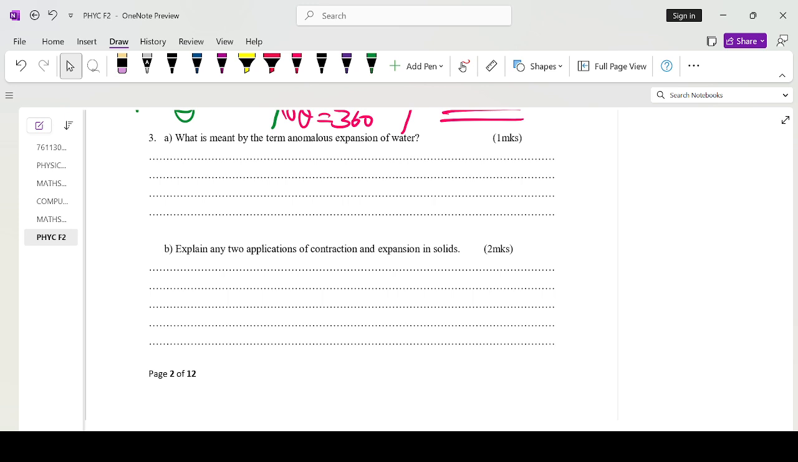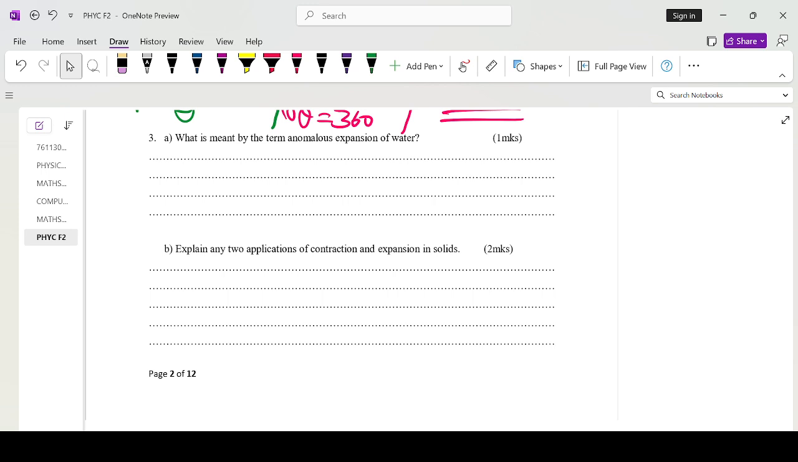Learners, what we know, any object upon being subjected to heating, we expect it to expand, and upon being subjected to cooling, we expect the object to contract. But water behaves in a unique or different manner, such that when we heat water from 0 degrees to 4 degrees, it tends to contract instead of expanding. So that unusual behavior of water contracting as the temperature rises from 0 to 4 degrees is what we call the anomalous expansion of water.